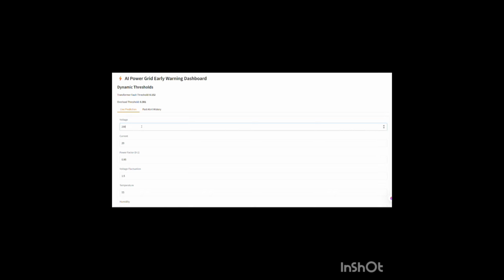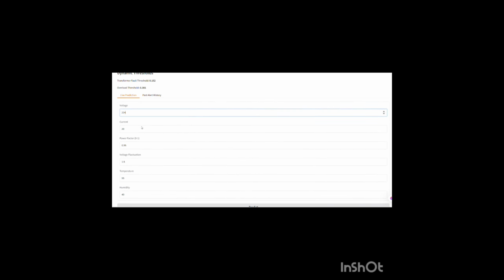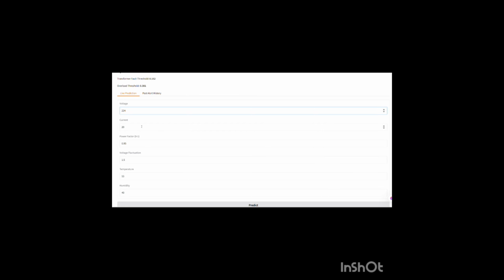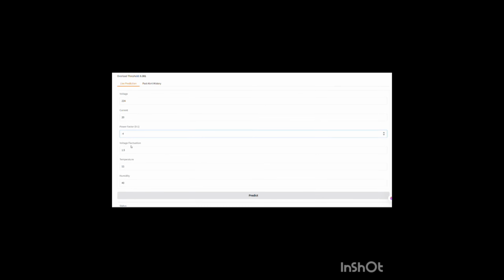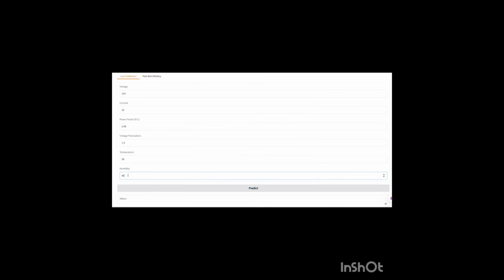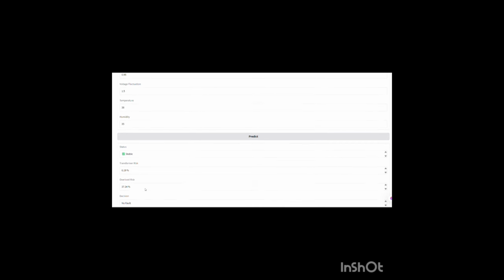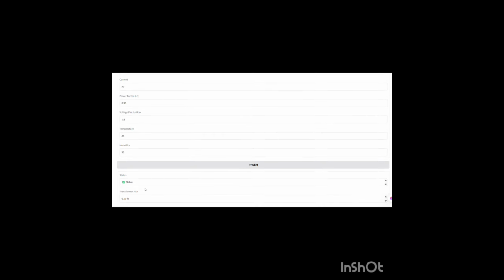Suppose the voltage is 224 volts and the current flowing is 20 amps. The power factor is 0.95 and the voltage fluctuation between the receiver end and the sender end is 1.5, the temperature is 38 degrees Celsius, and the humidity is 35. The model predicts with a minimum latency of 1 to 2 seconds, and the condition of the grid here is stable.